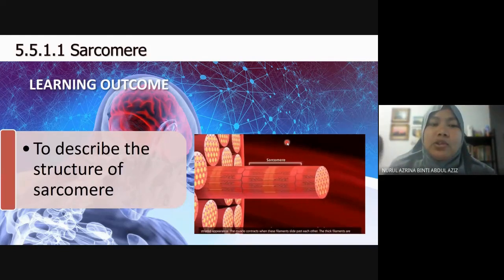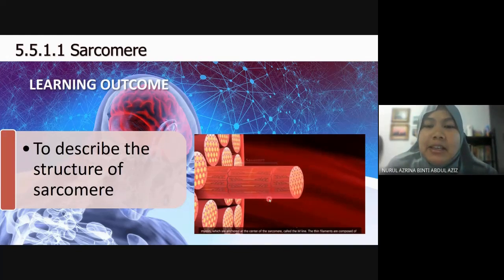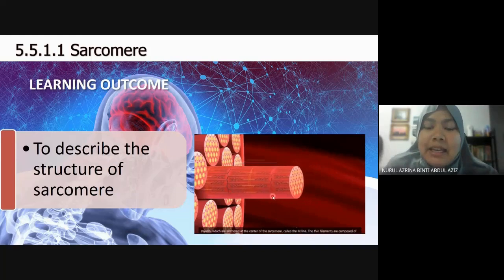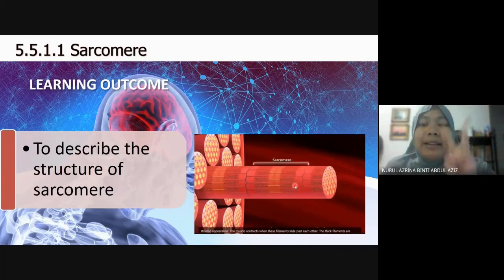Okay, now let's go to description of structure of sarcomere. So what is sarcomere? Okay, you can see from this animation. So this is our myofibril. This is one myofibril. So dalam myofibril ni kita ada myofilaments, okay, the thin filaments and the thick filament. Okay, and you can see that this is what we call as sarcomere unit. Okay, nampak macam Z line ni dengan Z line ni. So this is a border of one sarcomere.